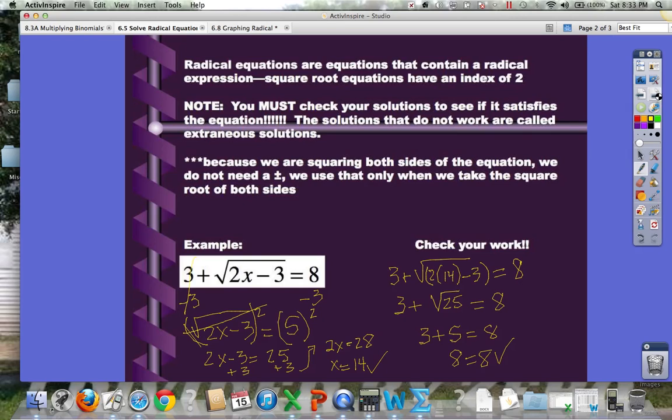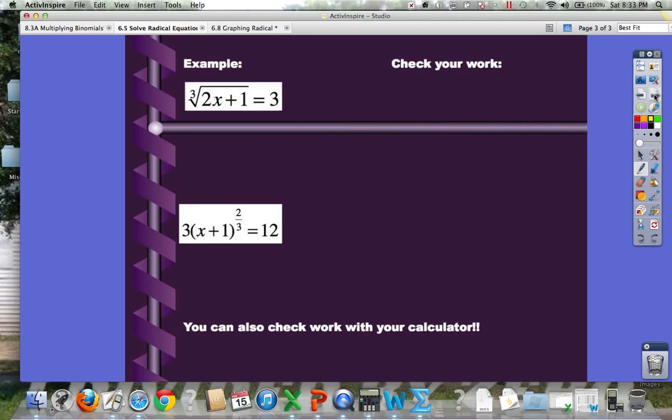All right? Let's try another one. All right, so this one is the cube root of 2x plus 1 equals 3. So we're going to handle it the same way. Isolate the radical. Well, that's all that's over here, so we can go ahead and decide how do we get rid of the radical in this case.